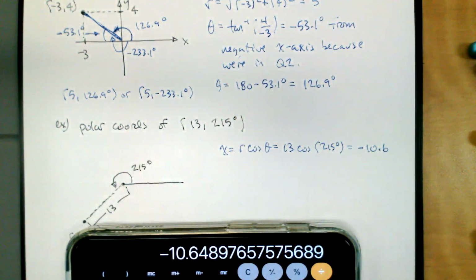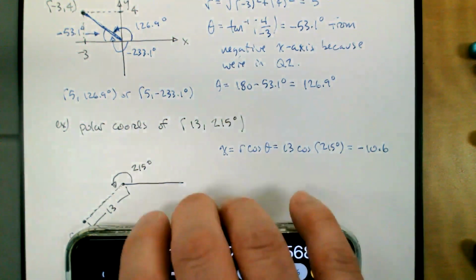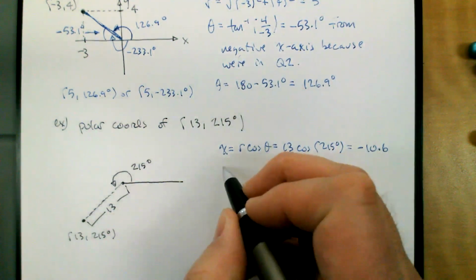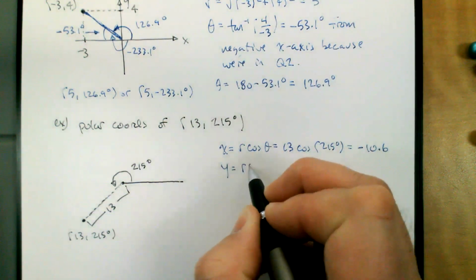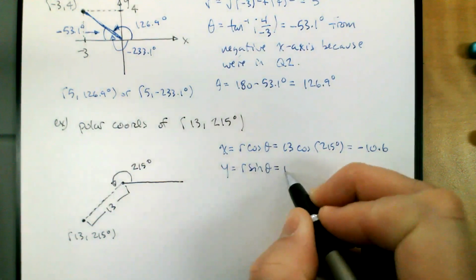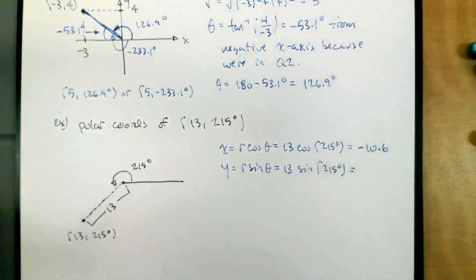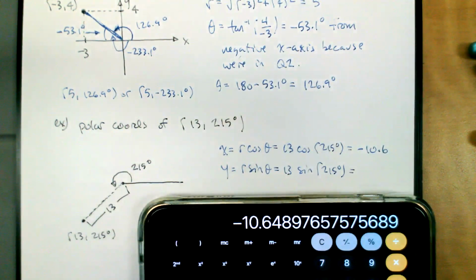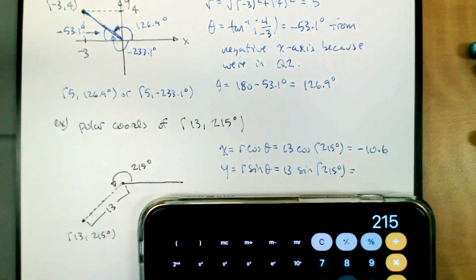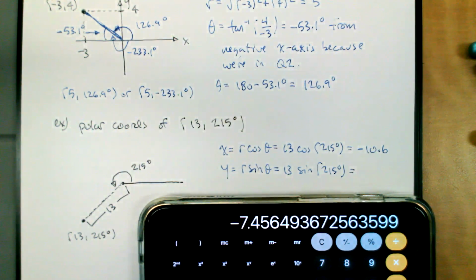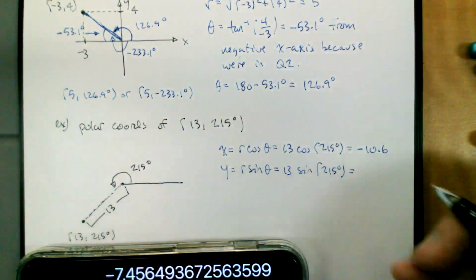So I just do r cosine of theta, and we get negative 10.6. And then for y, we'll get r sine theta. So 13 times the sine of 215, negative 7.46.